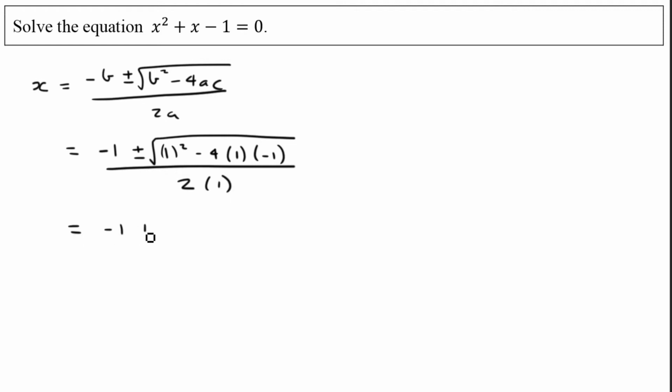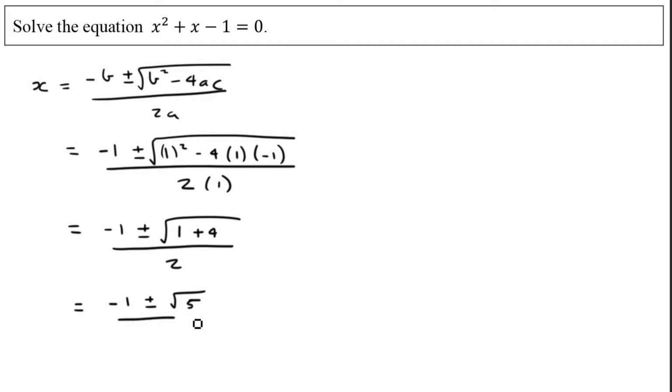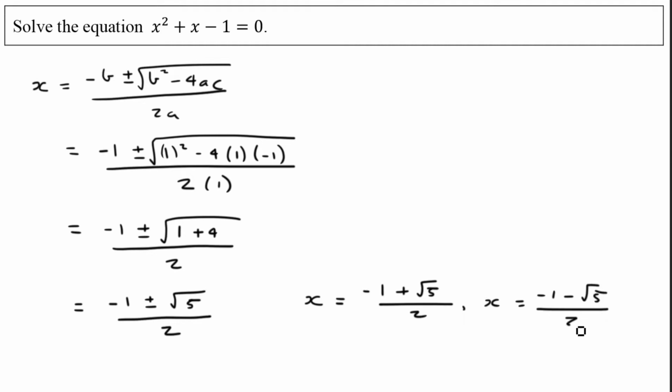So we have negative 1 plus or minus 1 squared is 1, negative 4 times 1 times negative 1 is plus 4, 2 times 1 is 2, and so the solutions are negative 1 plus or minus the square root of 5 divided by 2. It's always a nice idea to finish off by writing both of those answers down in their own right, so the solutions are negative 1 plus the square root of 5 divided by 2, and negative 1 subtract the square root of 5 divided by 2.